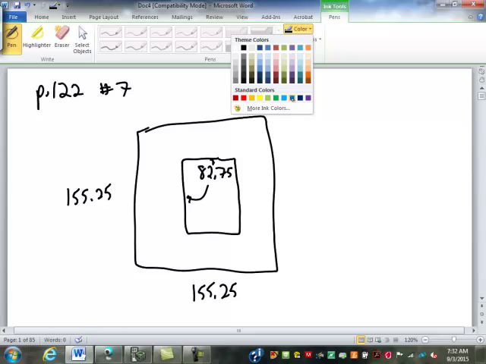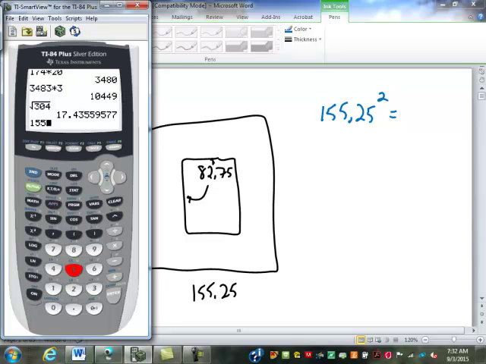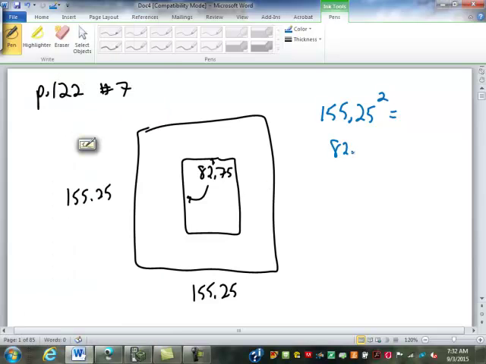To find the area, what I would do is I'd just find the area of the two squares. So the big square is 155.25 squared. Oops, something wrong there. 24,102.5625. Then the little area is 82.75 squared.